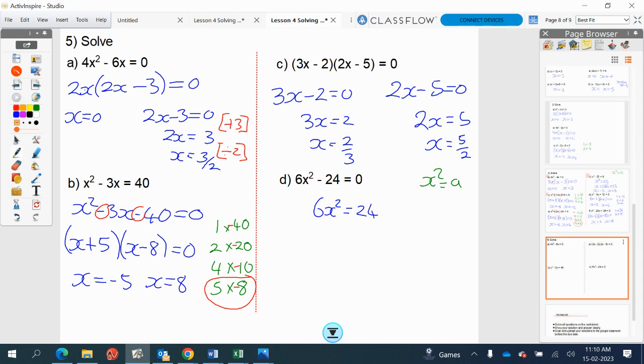I'm adding 24 to both sides. Then I'm going to divide by 6 on both sides. If I divide 6x squared by 6, I get x squared. If I divide 24 by 6, I get 4. Next, I take square roots of both sides, adding the plus minus, and this gives me x is equal to minus 2, x is equal to 2.